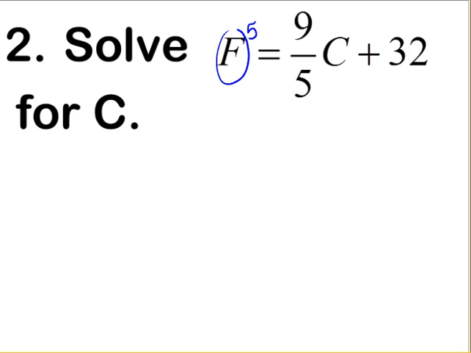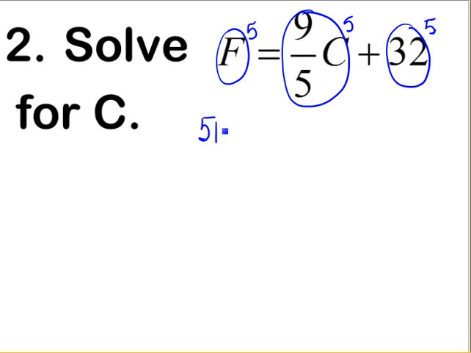In this case, I need to take each term. A term is separated by a plus, minus, or equal sign. Take each term and multiply it by 5. So this ends up being a new equation of 5f equals 9/5 times 5. Remember those cross reduce. So I get 9c plus 32 times 5 is 160.